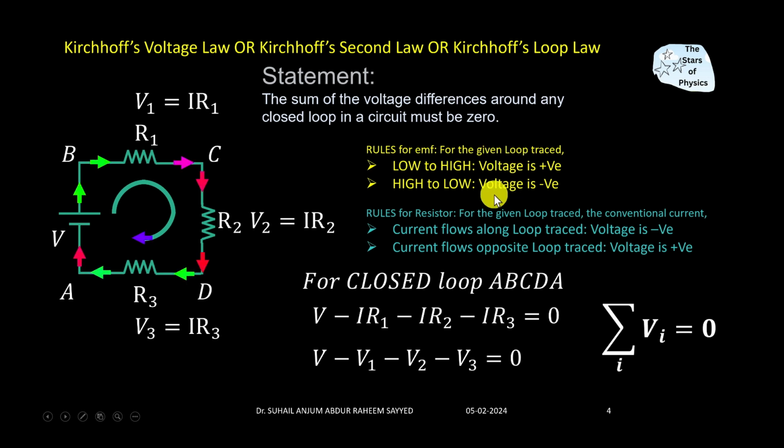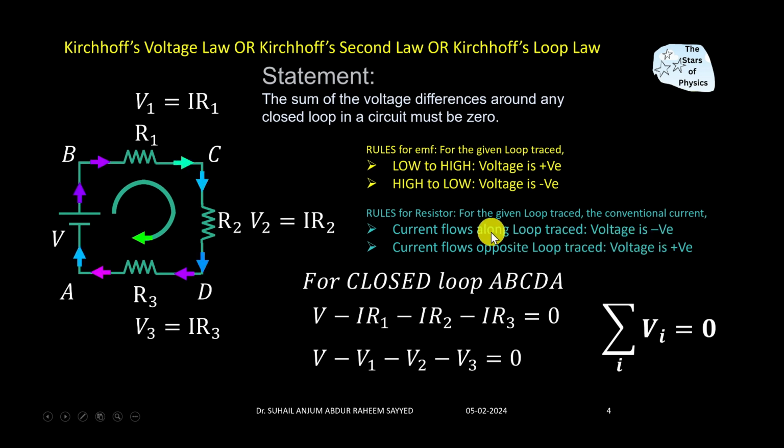You have to remember them by heart so that you can solve any difficult problems, whatever they may be, with the help of these two rules for the battery, and now two rules for the resistor. So what are the rules for the resistor? For the given loop traced, for the conventional current, if the current flows along the loop traced, then the voltage is negative.